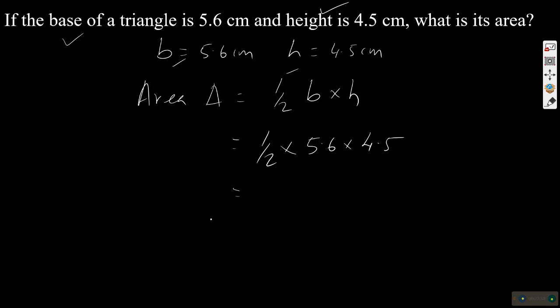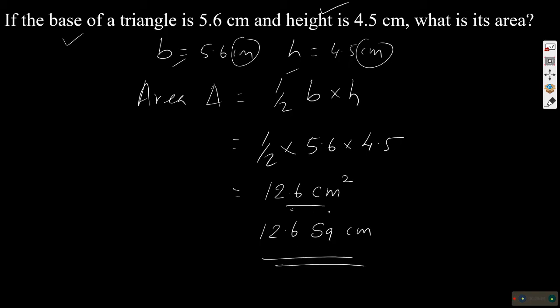And you should know that it is given centimeter here, centimeter here. After multiplication, you will be getting the answer 12.6. And centimeter into centimeter, you can write centimeter square, or you can write 12.6 square centimeter. These are the two ways of presenting the answer. Both way it is right. Either square centimeter you write, or you write centimeter square.